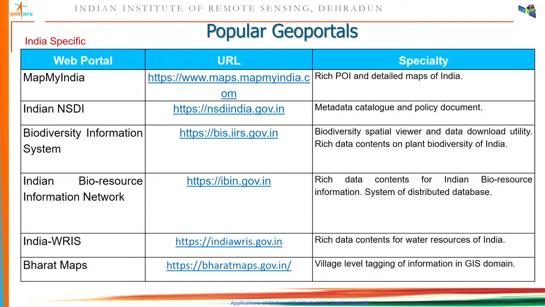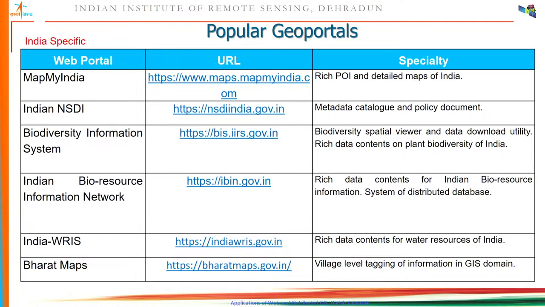The India Water Resources Information System, or India WRIS, is hosted at the URL indiawris.gov.in. It offers rich data contents for the water resources of India. Here the groundwater information, surface water information, all these things are available.